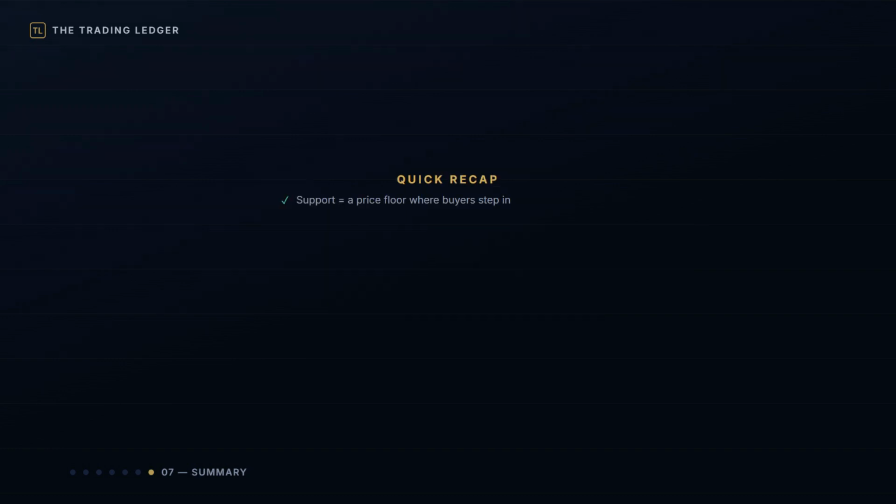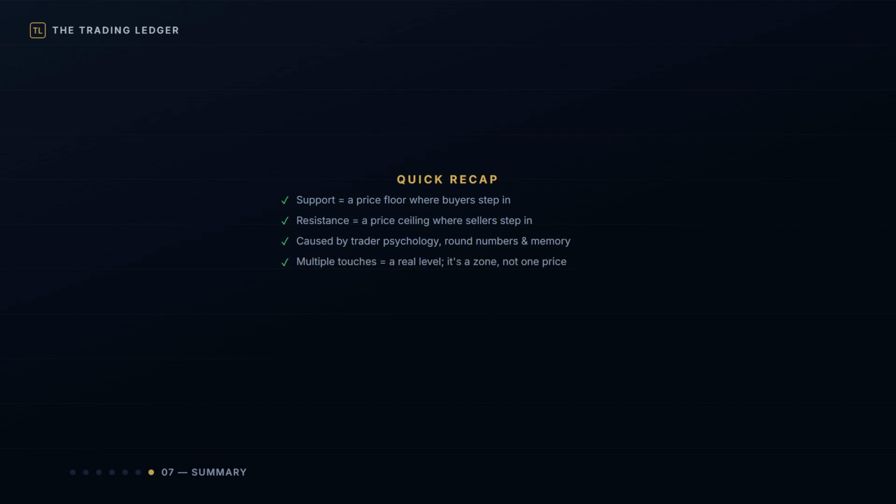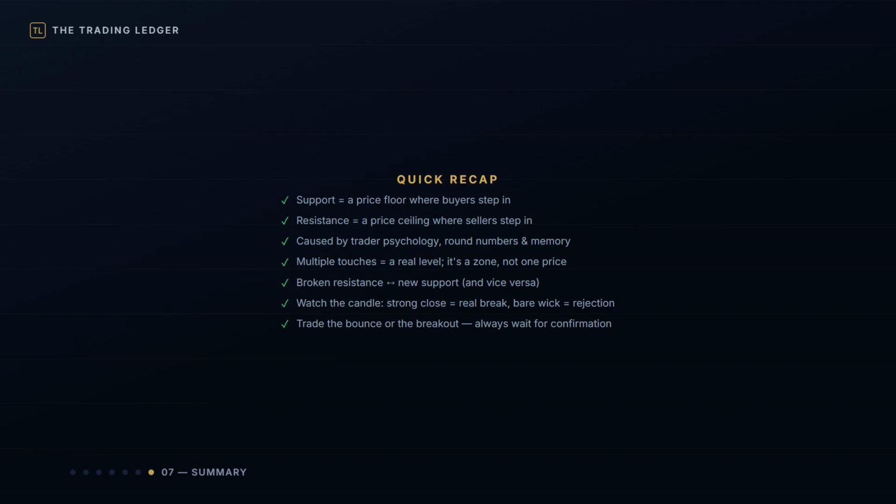Let's lock this in. Support is a price floor where buyers tend to step in. Resistance is a price ceiling where sellers tend to step in. These levels exist because of trader psychology, round numbers, and memory of past price action. Look for multiple touches at a similar price. The more touches, the stronger the level. It's a zone, not a single exact price. Broken resistance often becomes new support, and broken support often becomes new resistance. Watch the candle at the level. A strong close through it suggests a real breakout. A bare wick suggests rejection. Two main approaches: trade the bounce or trade the breakout, but always wait for confirmation.